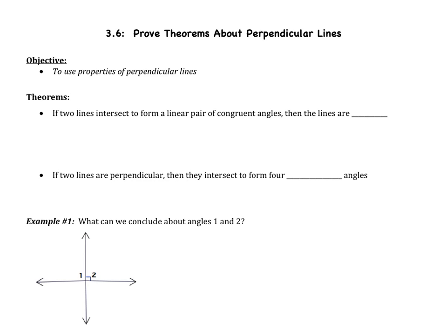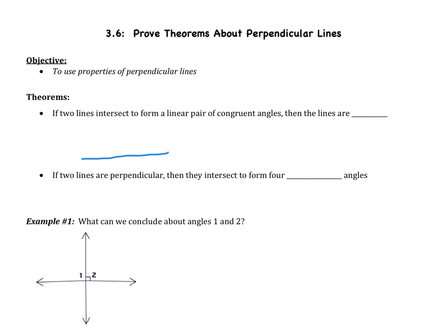All right, for day 4, we're going to talk about the idea of perpendicular lines. And with our theorems here, what I'm going to do is draw a picture to represent it and then see if we can fill in the blank based upon the picture. Okay, so the very first theorem says that if two lines intersect to form a linear pair of congruent angles. So what does that look like?